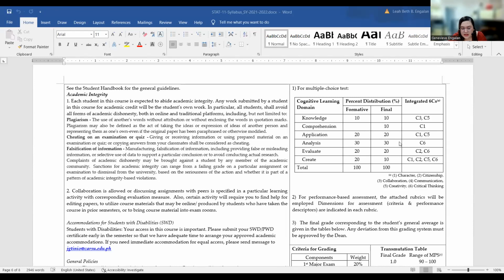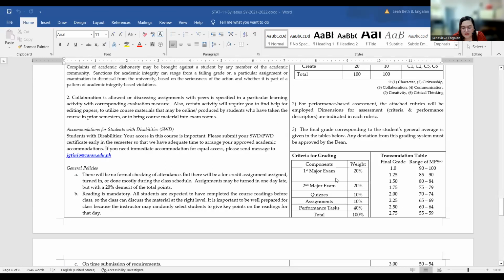Then we have this percent distribution. Okay, ang first major exam ninyo is 20%. Second major exam ninyo is 20%. Ang quizzes is 10%. Ang assignments is 10%. And we have performance task. Kaya kining inyong performance task is sa inyong laboratory. Kaya dito man mo perform sa atong mga activities, no? So, kining 40% will be given sa inyong laboratory instructor.